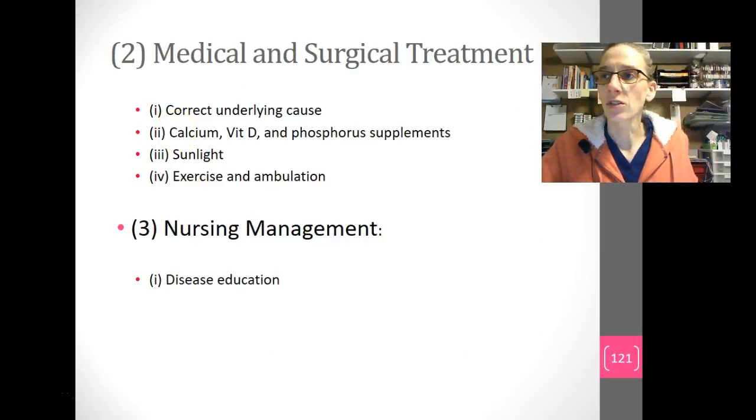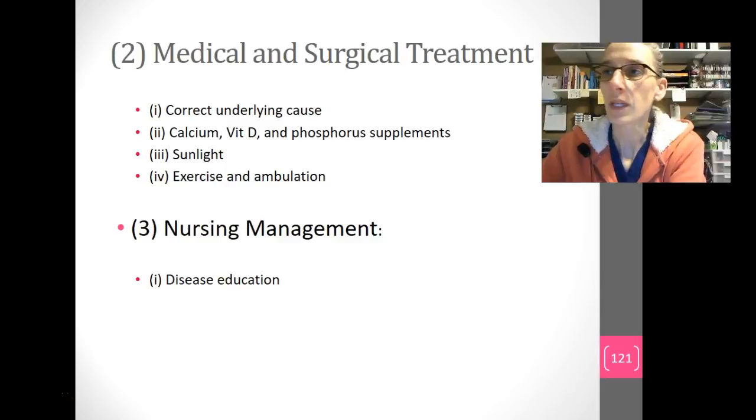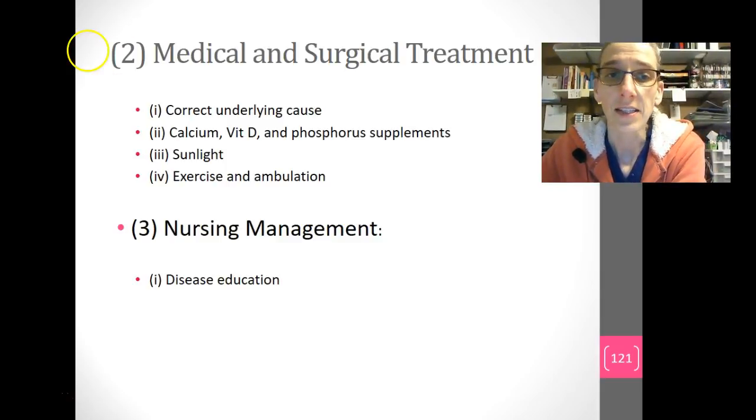All right, medical and surgical treatment include correcting the underlying cause. Where is the deficiency? That's what we're going to need to determine. Treatment includes calcium, vitamin D, and phosphorus supplements, sunlight, exercise, and ambulation to promote bone formation. Nursing management is just going to be disease education.